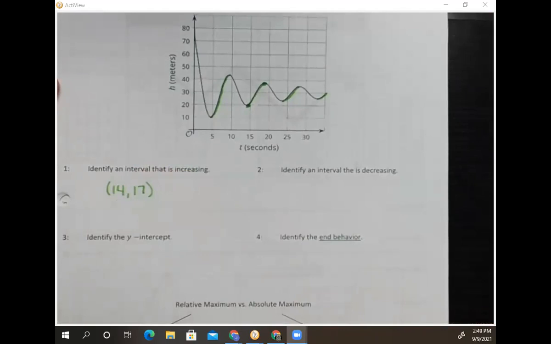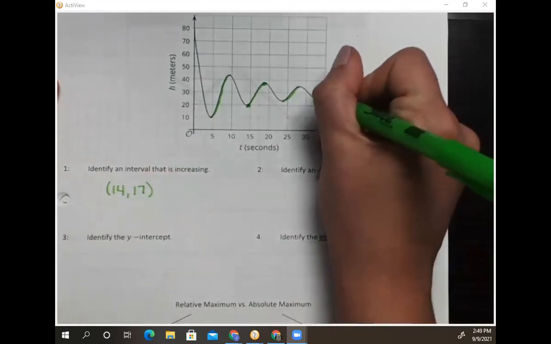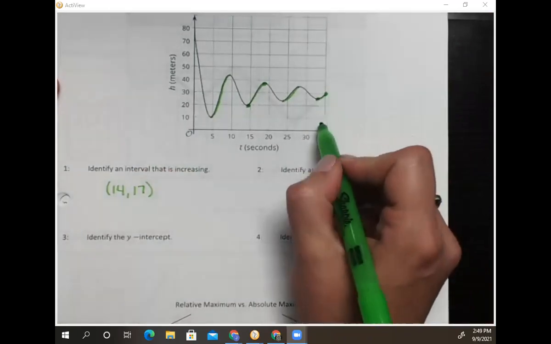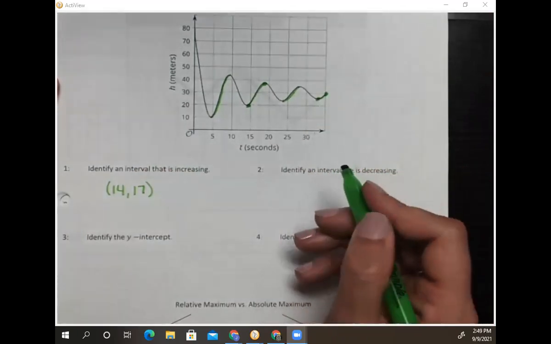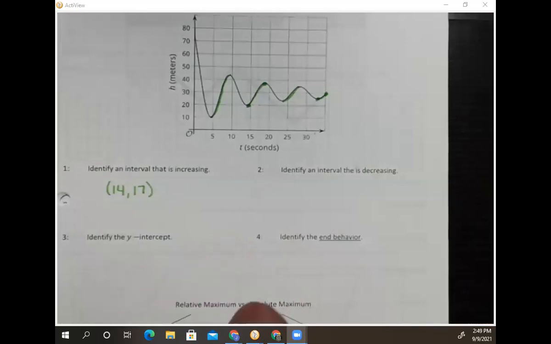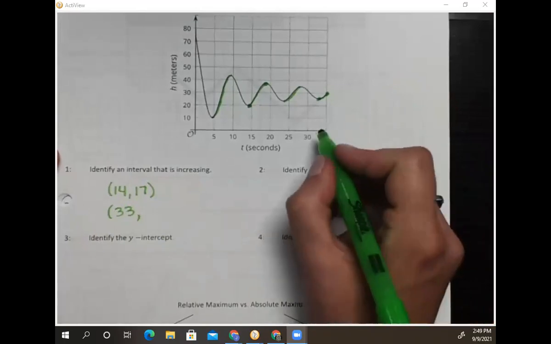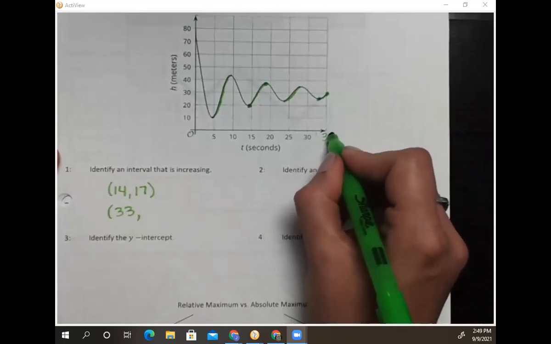And then let's name our last interval here. Where do I start increasing? At 33? Sure. 33 is a good estimate. Where do I stop increasing? At 30, this would be 35, right?